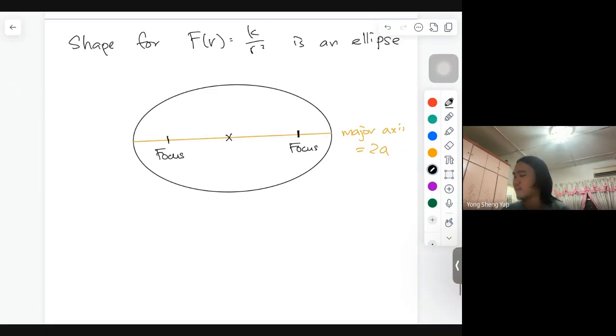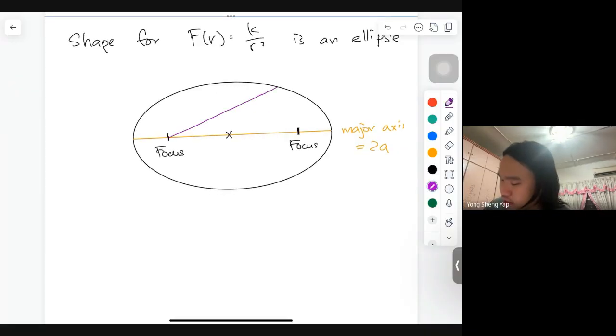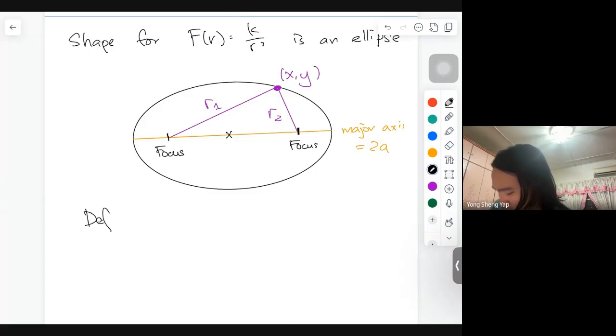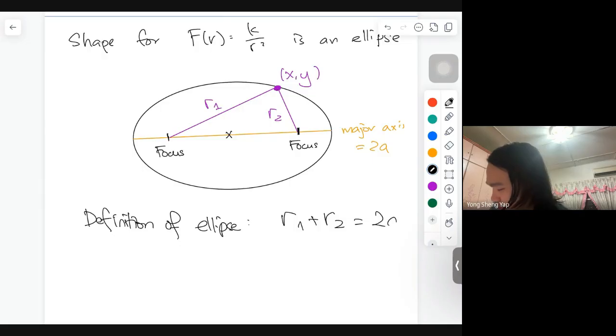Okay, and if you draw, so this is, let's call this, R1. For any point on the ellipse, R1 and R2, for every point, for example xy, the definition of ellipse is that the length R1 plus R2 must be equal to 2a, the major axis of the ellipse. Okay, there are going to be homework problems here.